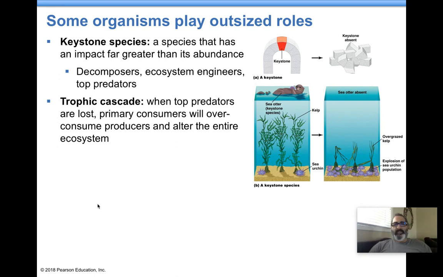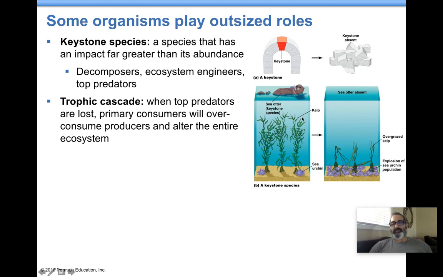Keystone species generally are organisms that have a huge impact on their environment. Really big impact. Usually, you need to know this, the keystone species is usually the top predator. Generally speaking, it's the very top of the food chain. If you were to remove the top of the food chain, it would be like removing a keystone from a set of blocks, and the whole thing would come apart.